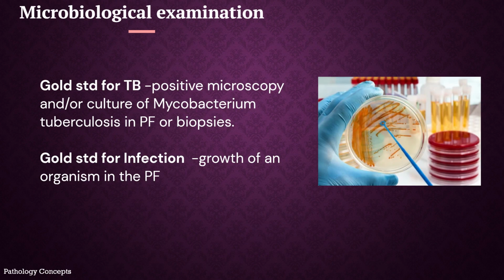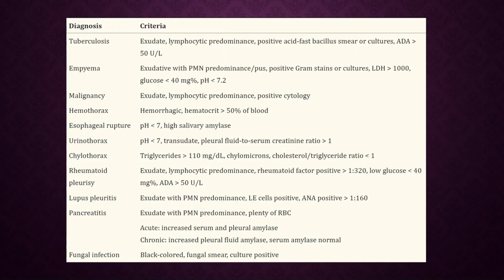Microbiological examination. The gold standard for diagnosis of tuberculous effusion is positive microscopy and or culture of Mycobacterium tuberculosis in pleural fluid or biopsies. And also the gold standard for diagnosis of pleural infection is a growth of a particular organism in the pleural fluid. Unfortunately, some of the aspirate can be negative in the standard culture, but the yield is increased with simultaneous use of blood culture bottles. The addition of pleural biopsy culture may further increase the microbiological yield. So this is in short about pleural fluid examination.